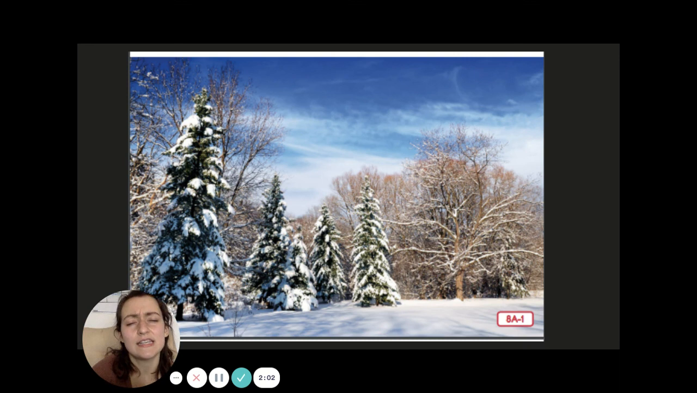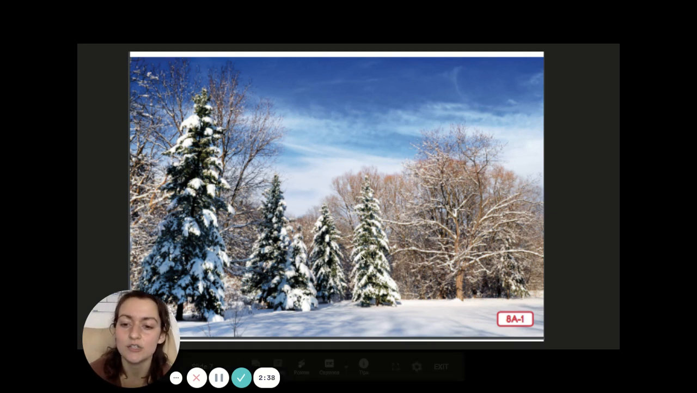So what do you see in this picture right here? This picture is of a forest. Forests are made up of many trees and other plants. So if you look at this picture, what types of trees do you see? It honestly looks kind of like how it looks right outside my window right now with all that snow. What time of year would it be in this picture? Yeah, it's definitely winter.